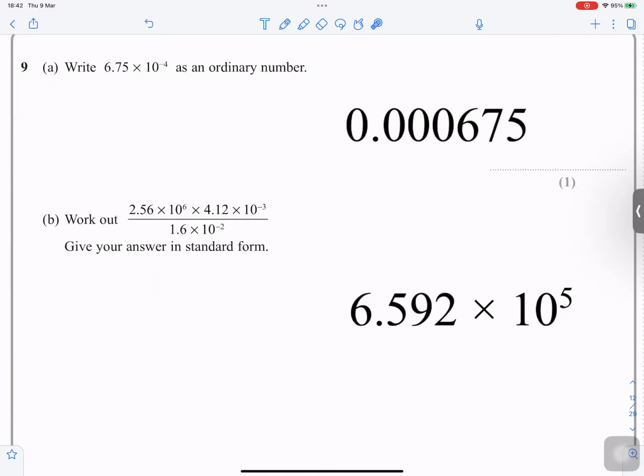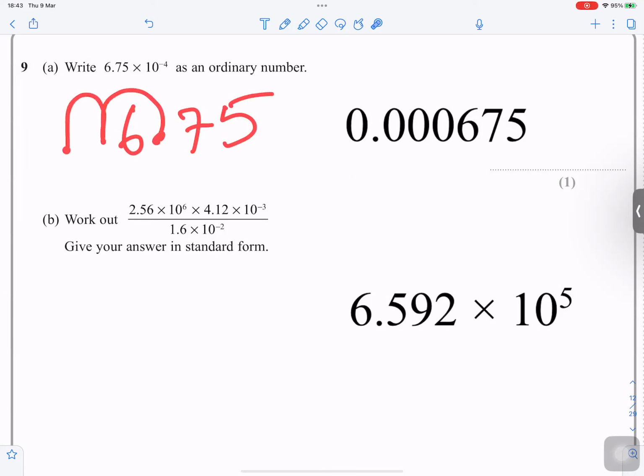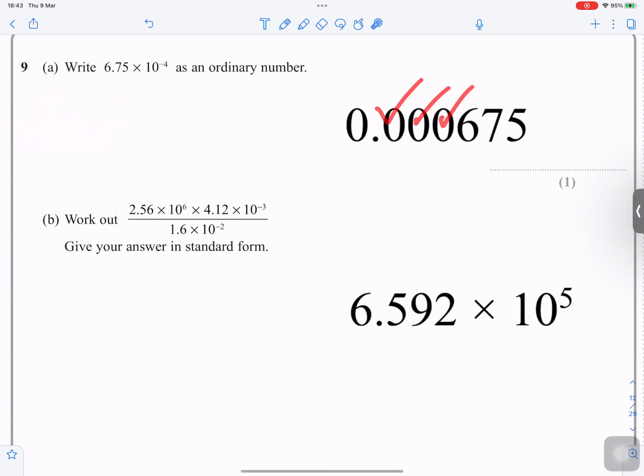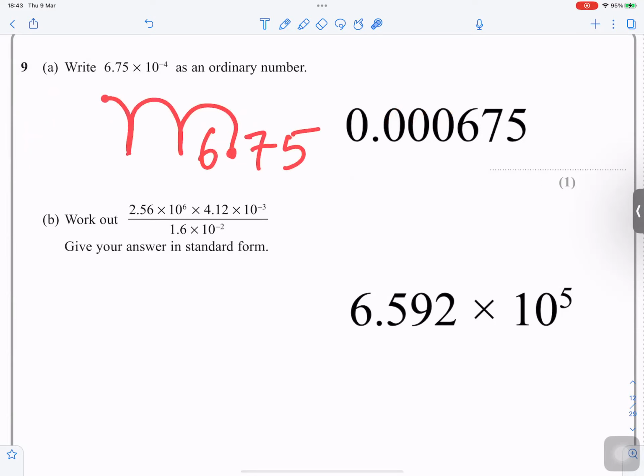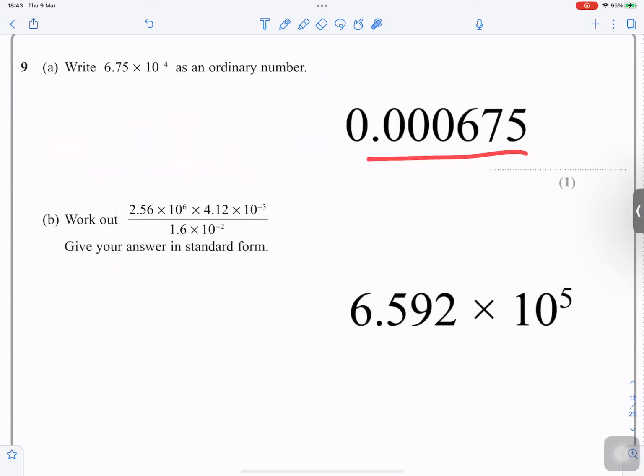Question number 9, write 6.75 times 10 to the minus 4 as an ordinary number. So you write 6.75 and you go backwards 4 times: 1, 2, 3, 4. Put a 0 under the arches. It gives you 0.000675. So you write 6.75 and you go back 1, 2, 3, 4, and you put 3 zeros. So that's how you get that.